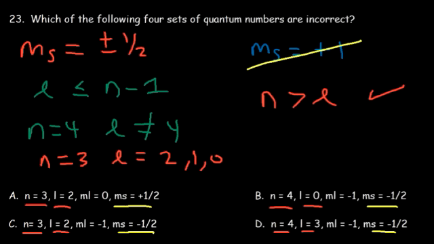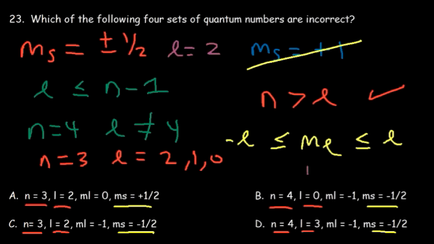Now the last thing we need to look at is the ml values, the orbitals, or the magnetic quantum number. ml has to be between negative L and L. So what this means is that if L has a value of 2, ml has to be between negative 2 and 2. So looking at D, if L is 3, ml could be anywhere from negative 3 to 3. That means it could be negative 3, negative 2, negative 1, 0, 1, 2, or 3. And ml is negative 1, so that's okay. So D is fine. Looking at answer choice A, if L is 2, ml could be 0, because ml could be negative 2, negative 1, 0, 1, and 2. Same is true of C.